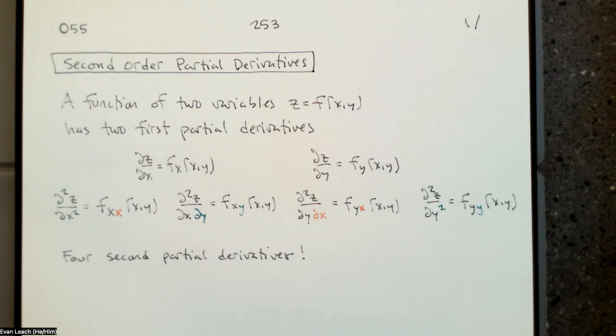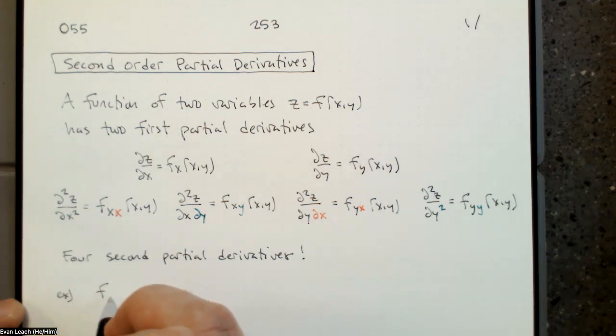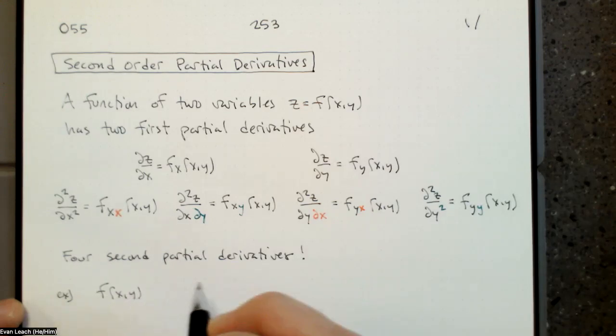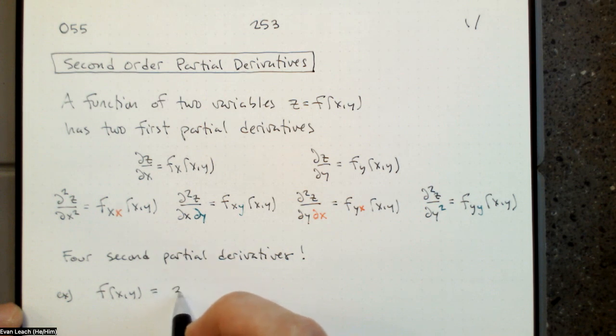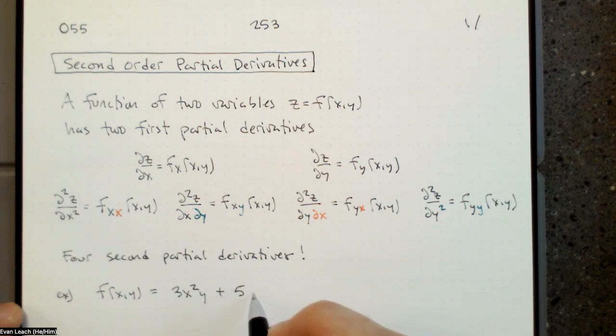Let's look at an example. Let's suppose we have a function 3x squared y plus 5x sine of y squared.